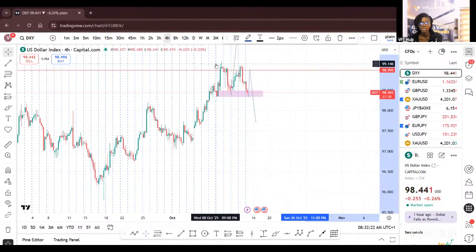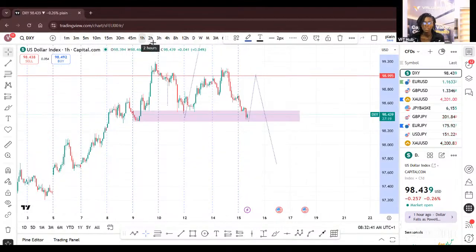Price failed to take out this previous high at 99.175, and price just traded into it, and we're seeing price resting off that level. Price traded into this level, and we're seeing a reaction at that point to the downside.